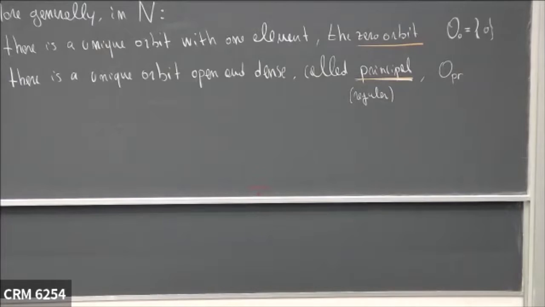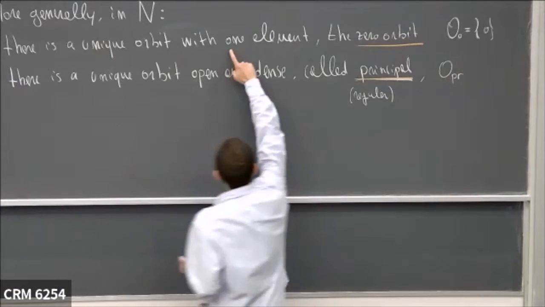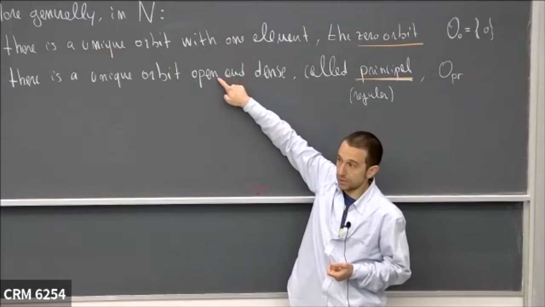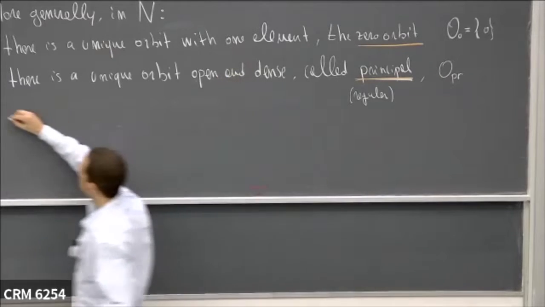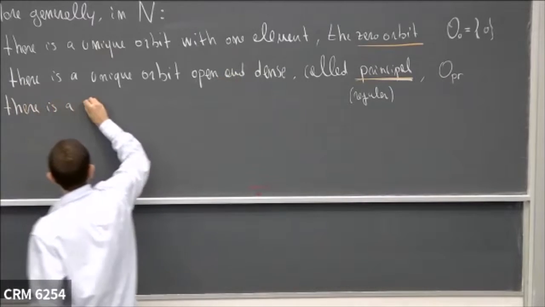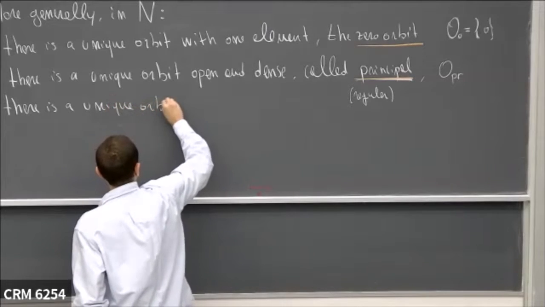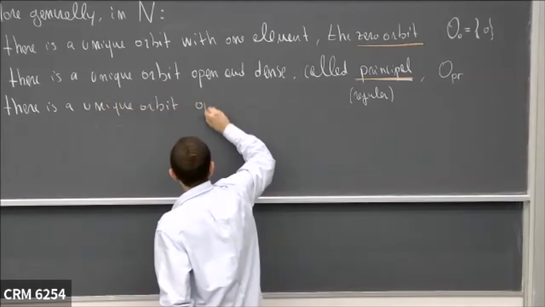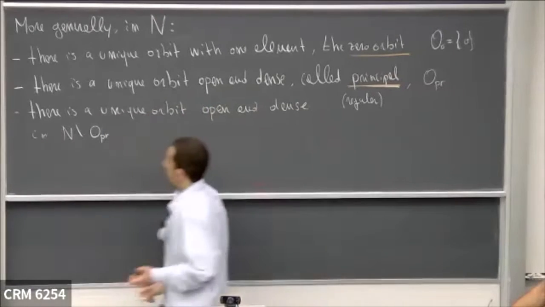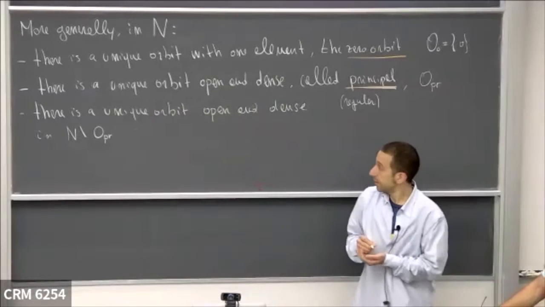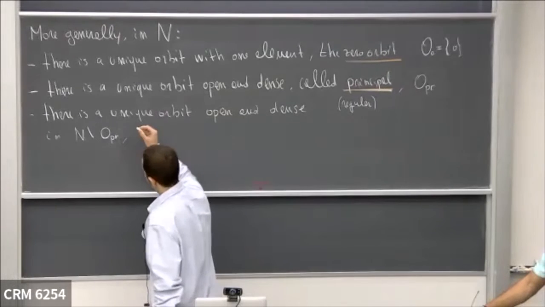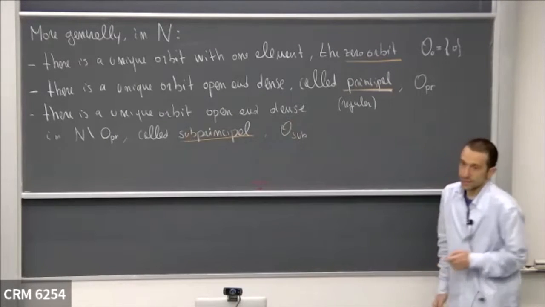But in some sense, this is the smallest possible, this is the largest possible, and there is a second largest one. So there is a unique orbit which is open and dense in N minus the principal nilpotent orbit. And this is called subprincipal or subregular.